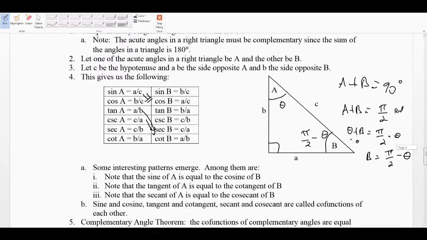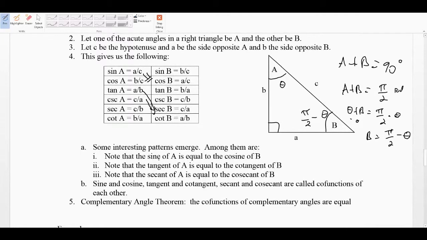Hopefully you can understand that. So, first definition I want to point out is sine and cosine are cofunctions. Tangent and cotangent are cofunctions. Secant and cosecant are cofunctions. And the cofunctions of complementary angles are equal. That's what I was trying to get at.